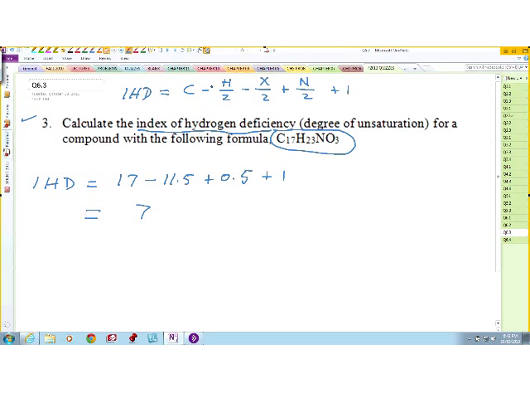And then they will tell you to determine the number of hydrogen in the molecule. They might give you this formula here without giving you this 23. In that case, you have to use this formula here to solve for hydrogen. Anyway, sometimes you may be given a problem of that nature. So let us go to the last one.